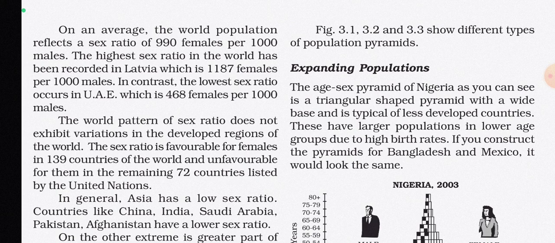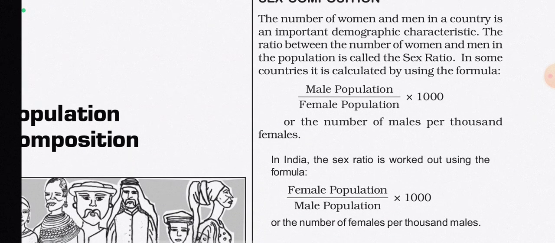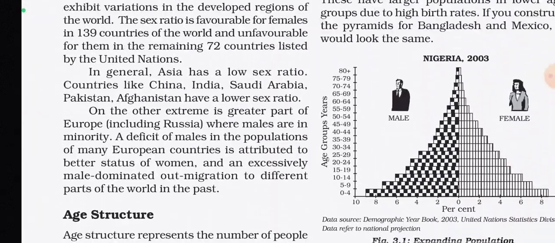In general, Asia has a low sex ratio. Countries like China, India, Saudi Arabia, Pakistan, Afghanistan have a lower sex ratio. On the other extreme is greater part of Europe, including Russia, where males are in minority. Okay, so when the males are in minority, the males will be in the numerator. When females are in the minority, then we'll use the females in the numerator. In case of this formula, I am talking about this formula.